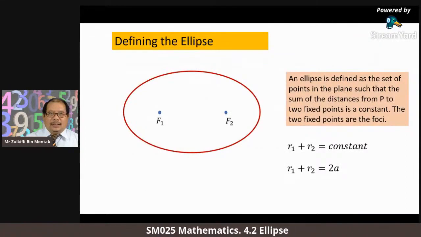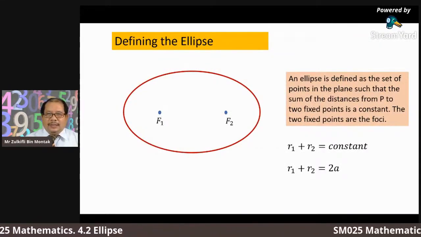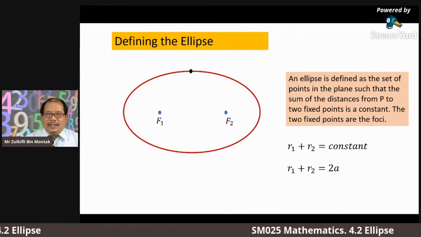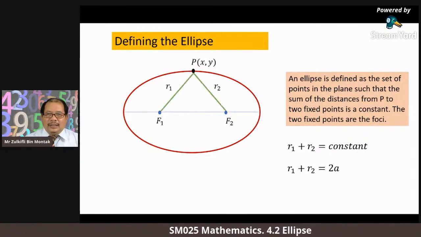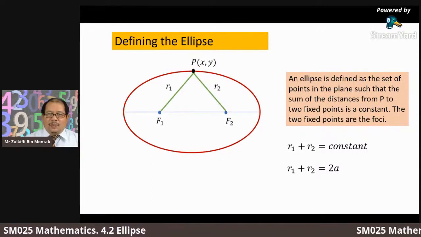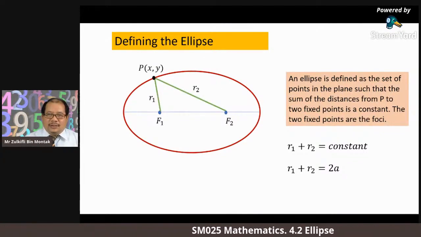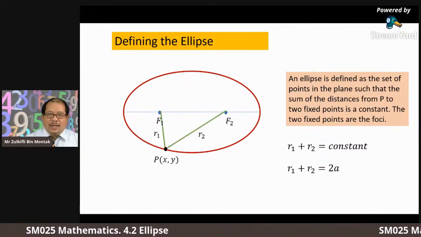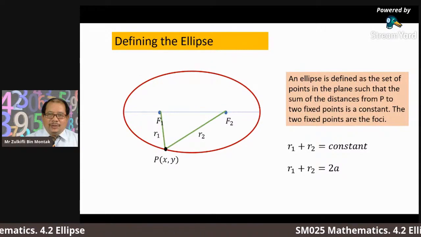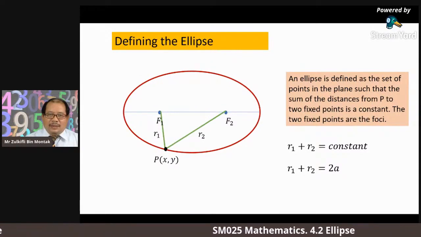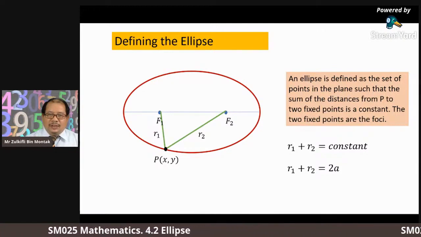So we start with defining the ellipse. An ellipse is defined as the set of points in the plane such that the sum of the distances from P to the fixed points is a constant. The two fixed points are the foci. r1 plus r2 equal to a constant. Let the constant equal 2a.